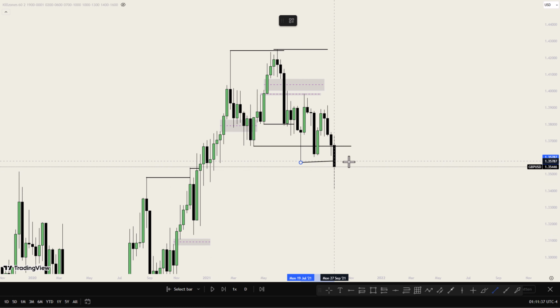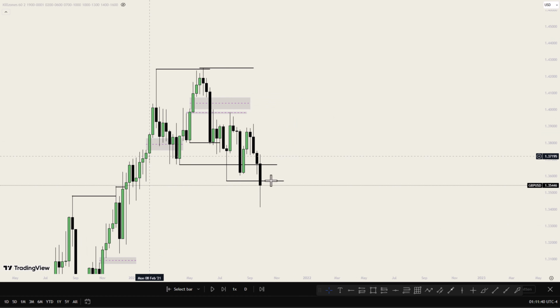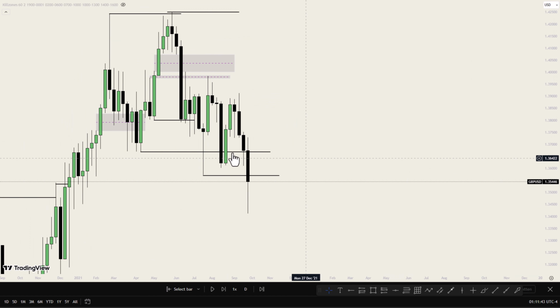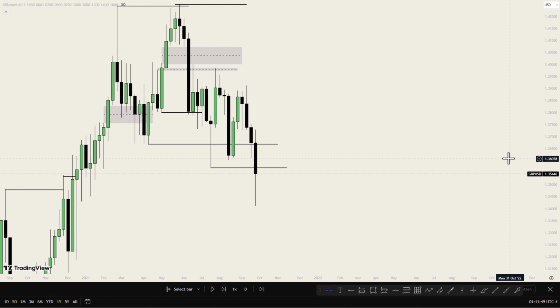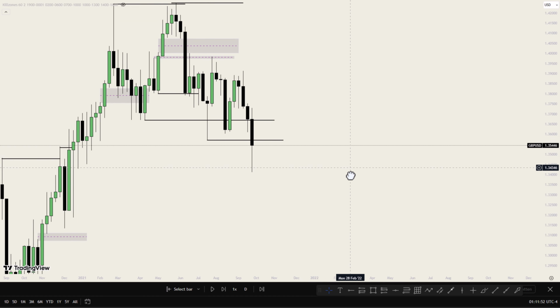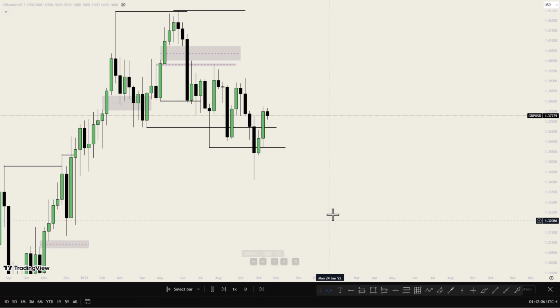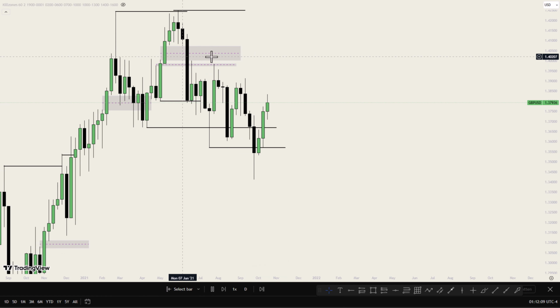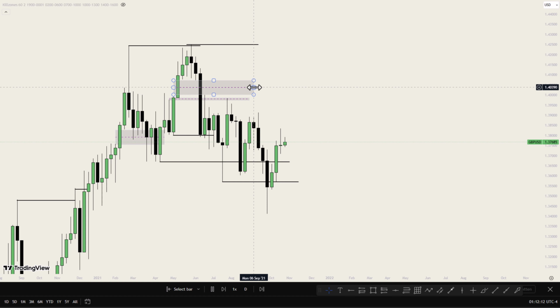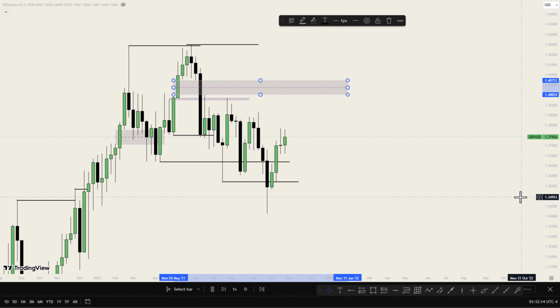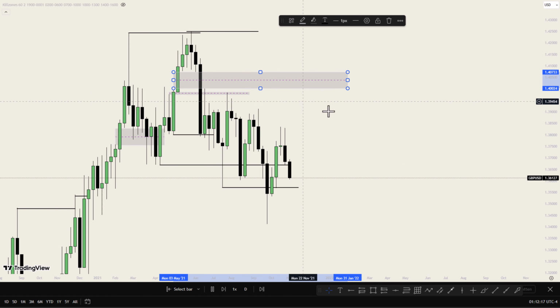So after taking out this external range liquidity, do we have an internal range liquidity in form of fair value gap? No, we don't have it. So price needs to create an internal range liquidity for us to have a clear direction. Now, because this is the only fair value gap we have, if price should close above it and have a retest for an inverted fair value gap, then price will continue bullish. But so far, we don't have that.